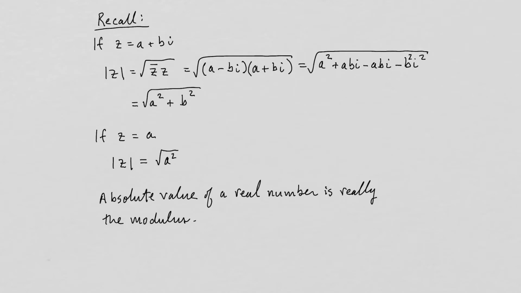Here's a quick review of the modulus of a complex number. If z is the complex number a plus bi, the modulus of z is defined to be the square root of the conjugate of z times itself.